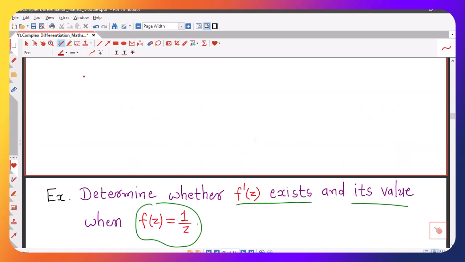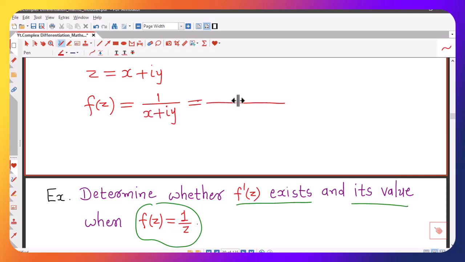Before that, if you wish, you can use the complex variable also. You can start with z equal to x plus iy, and you can write your function in u plus iv form. If we take z equal to x plus iy, we will have f of z equal to 1 divided by x plus iy, because f of z is 1/z here. And to write this in the form of u plus iv, we have to multiply numerator and denominator by the conjugate of x plus iy, which is x minus iy.